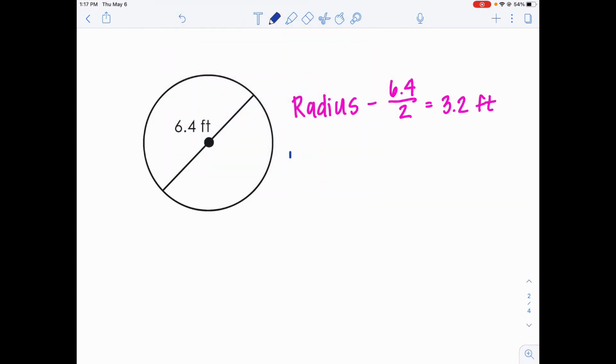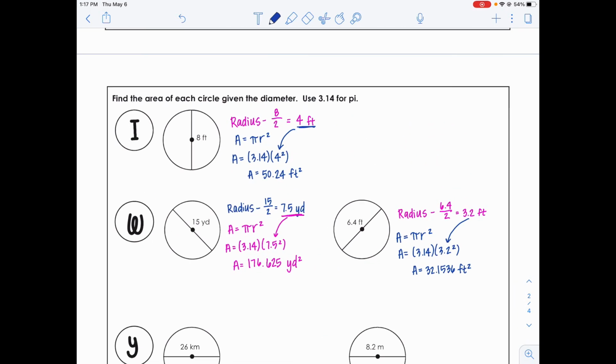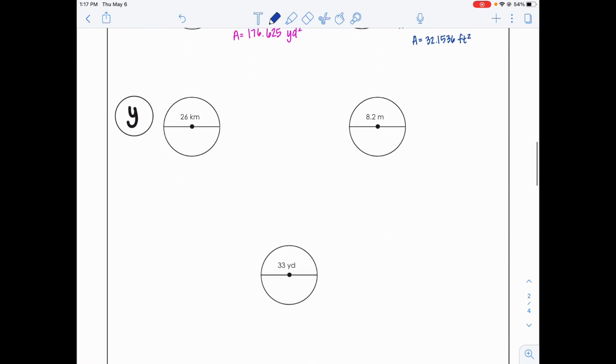Now that I know the radius, I can go back and find the area. Area is pi times the radius squared. Plugging it in, 3.14 goes in for pi. 3 2/10 is the measurement we found as the radius from using the diameter. We square that, plug it all into your calculator. 3.14 times 3 2/10 squared means that the area for this circle is 32.1536 feet squared. There are 3 problems underneath it. Do those 3 on your own, and then we'll go over them together.